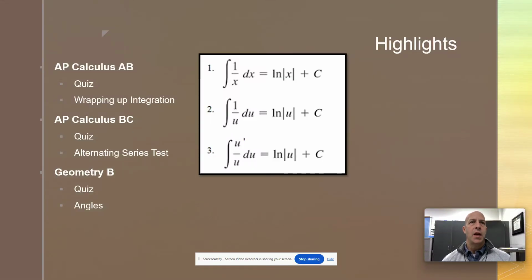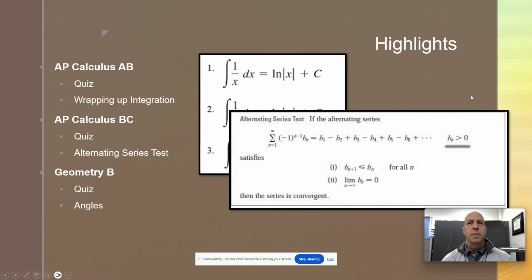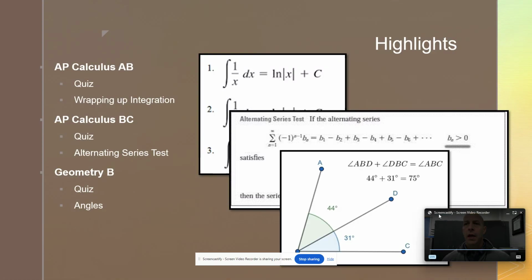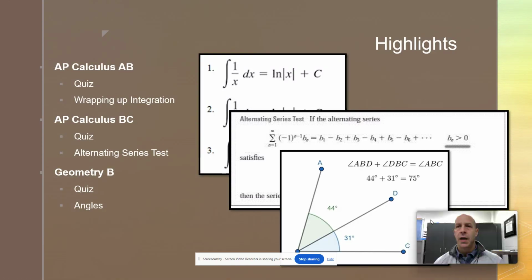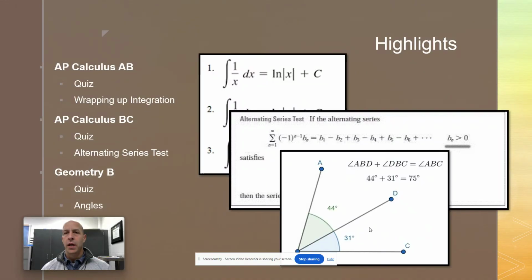In Calc AB, we're going to be wrapping up integration, so for example, today we're going to look at something called log integration. In Calc BC, later this week, we'll look at something called the alternating series test. A series is an infinite sum, and in this case, we're going to alternate between adding and subtracting. And in geometry, we will be looking at angles, for example, the angle addition postulate.